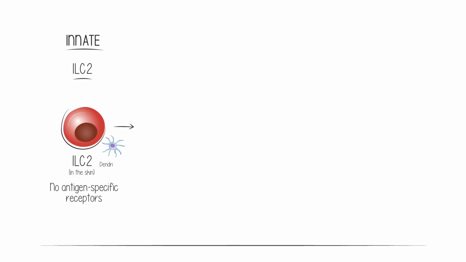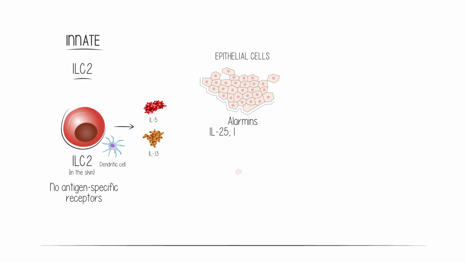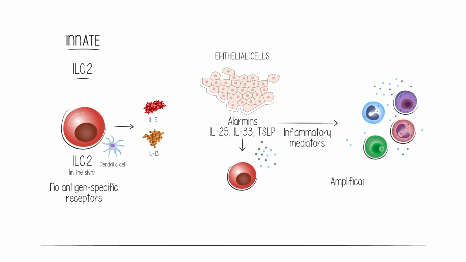Group 2 innate lymphoid cells, or ILC2 cells, are a population of tissue-resident innate immune cells that closely resemble Th2 cells and produce large quantities of IL-5 and IL-13. However, they are starkly different from T cells in that they lack antigen-specific receptors. Activated by epithelial cell-derived alarmin cytokines, ILC2s are poised to rapidly respond to barrier breach and amplify the type 2 immune response.